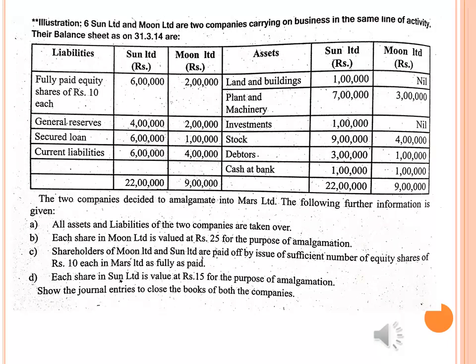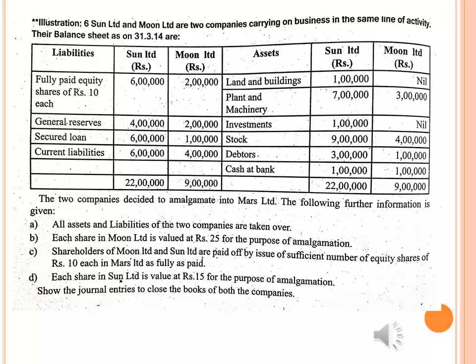Good day. In this question of amalgamation, the balance sheet of Sun and Moon Limited is given. You can see the adjustments they have given: all assets and liabilities are taken over. Apart from equity and general reserves, we have secured loan and current liabilities, which are outside liabilities. And all the assets are being taken over. So we have to find the purchase consideration.